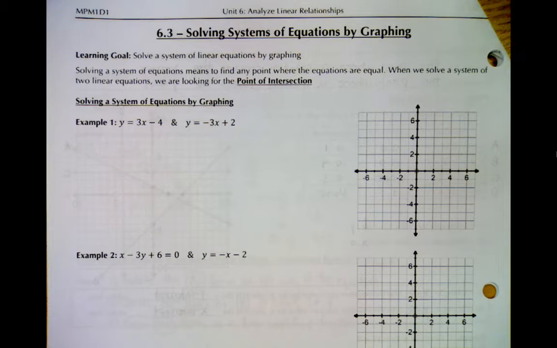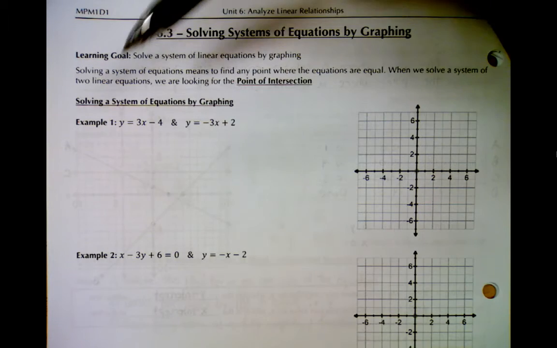So what that means is if, for example, the solution was 1, 2, that was the point where they crossed. If you plugged in 1 for x in both equations, the answer for y would be 2. It would satisfy both equations. And that's the point where both equations are equal, and that would be the point on the graph where they cross. So we're going to try to do that by graphing two lines and seeing where they cross. So let's give it a shot.